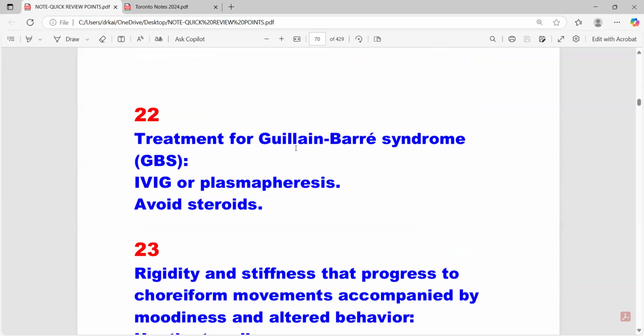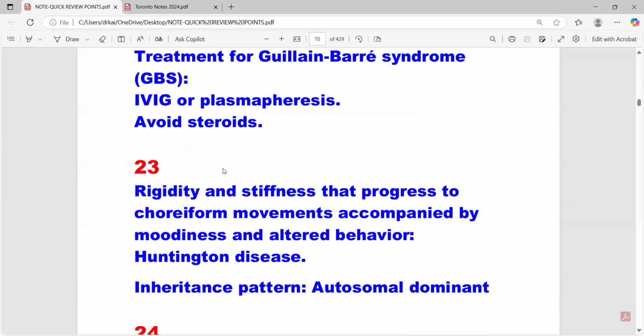So treatment we already discussed. Rigidity and stiffness that progress to choreiform movements, accompanied by moodiness and altered behavior. It's Huntington disease, and it's autosomal dominant. Very important, this autosomal dominant part. They do ask MCQs on which one is autosomal dominant and which one is autosomal recessive. So please go and see what those are.